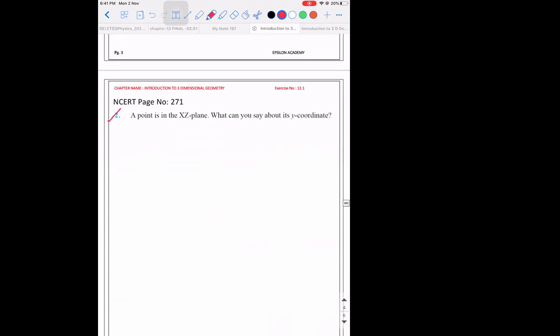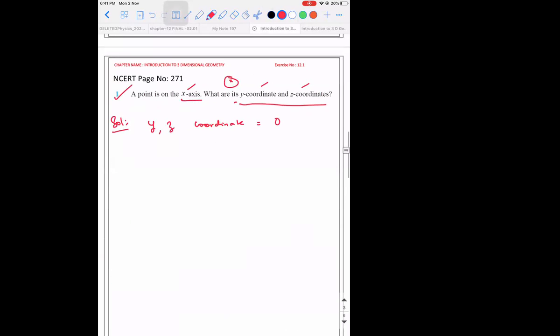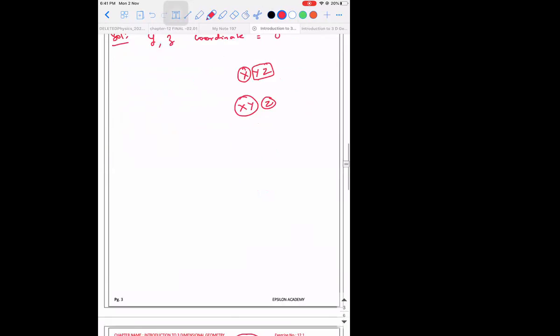Next, a point is in the xz plane. What can you say about its y coordinate? This also I told you. So x, y, z. So y coordinate is 0. Whichever is missing, that coordinate will be 0. Throughout the chapter, x, y, and z should be there. If they say only x-axis, then y and z are 0. If they say xy plane, then z is 0. Whichever is missing, that will be 0.